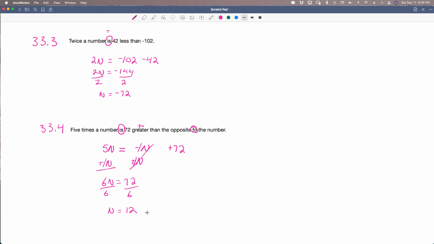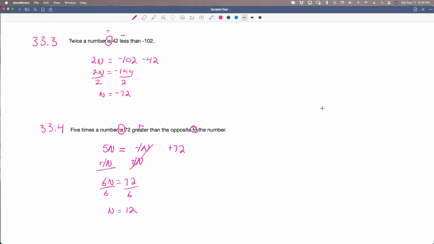Easy peasy. It's really all about finding that equal sign and knowing how to balance the scale, knowing how to take this number and move it to the back with the appropriate sign. So 72 greater means we're going to add 72, 72 more, right? 42 less means we're going to take away 42, so that's a subtraction.